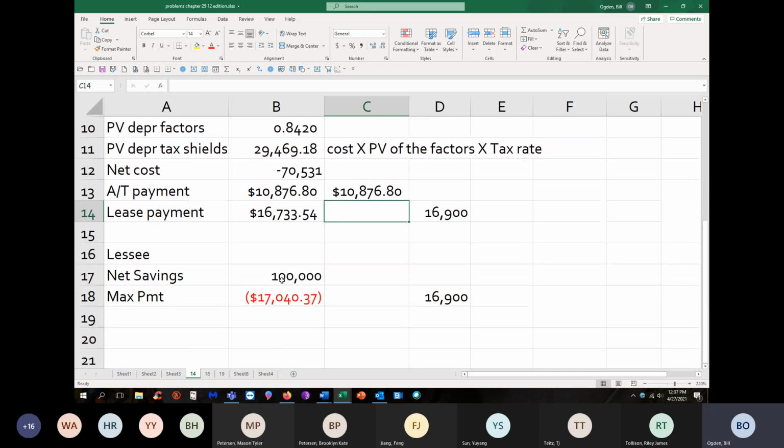The lessee, on the other hand, has a tax rate of 0, and therefore the depreciation tax shields are of no value. And first reminder would be that on your final exam, the lessee will not have a 0 tax rate. So it'll be more like the example that we worked in class. They will have a positive tax rate.